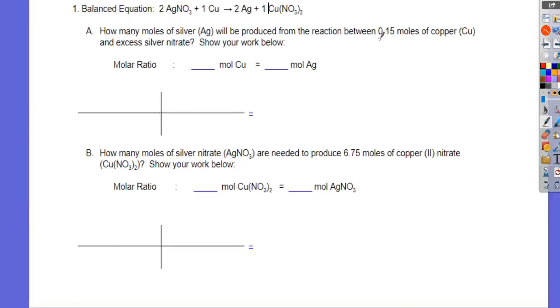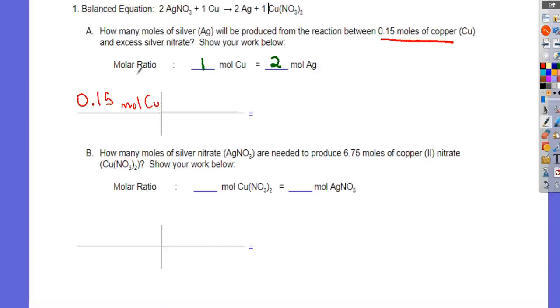So my given is 0.15 moles of copper. My equivalency statement is asking for the molar ratio. So how many moles of copper are equal to how many moles of silver? Well, if I look at my equation, I have 1 Cu, and for moles of silver, I have 2 Ag. So let's start by filling in this grid with my given. So I have 0.15 mole of Cu.